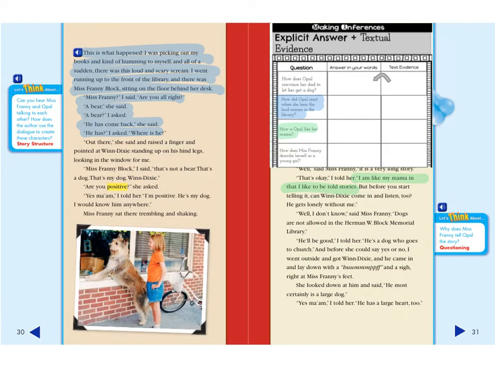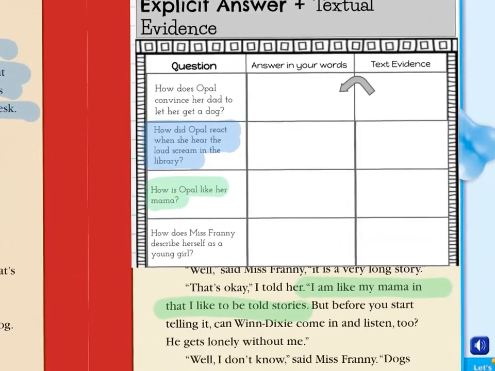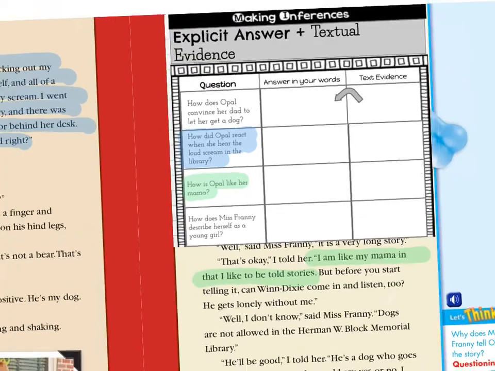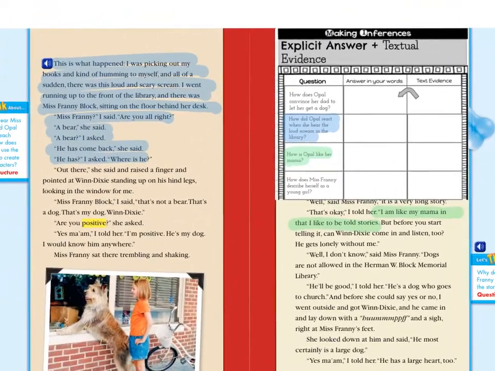Let's look at a couple more examples. Our next question says, how did Opal react when she heard the loud scream in the library? Okay, well in blue, I've highlighted some evidence to help me. This is what happened. I was picking out my books and kind of humming to myself, and all of a sudden, there was this loud and scary scream. I went running up to the front of the library, and there was Miss Franny Block sitting on the floor behind her desk. Okay, so I can answer this question. When Opal heard it, she reacted by running to the front of the library and finding Miss Franny. And then my evidence is highlighted in blue.